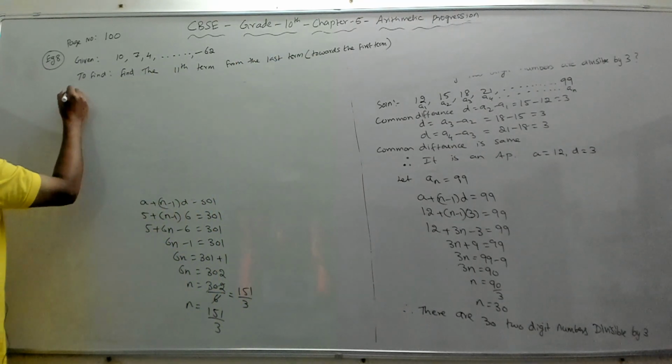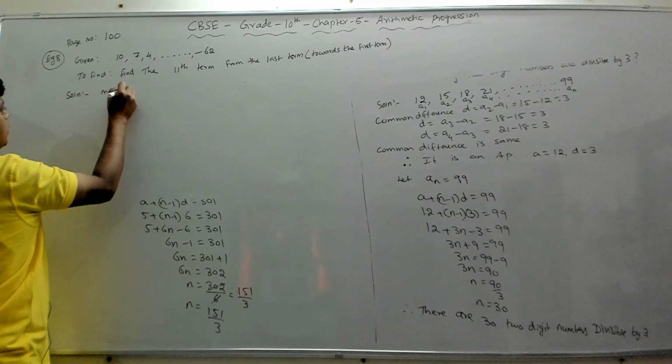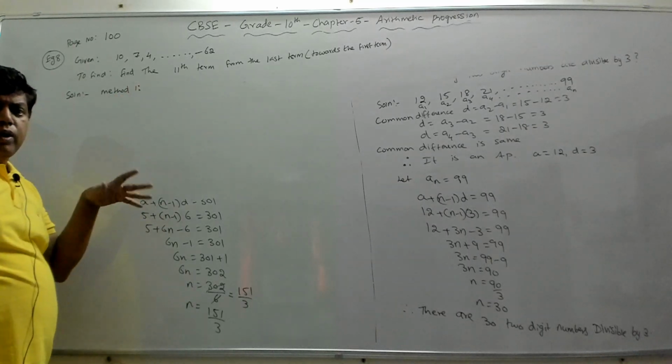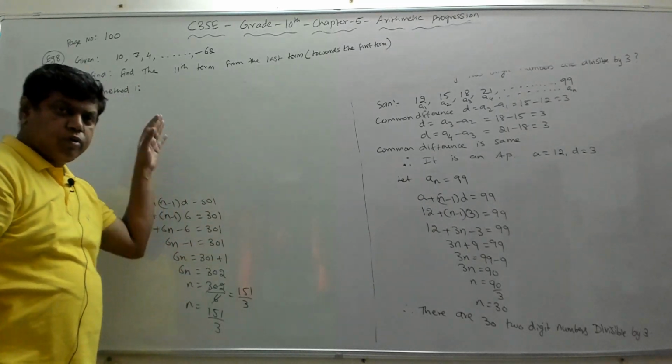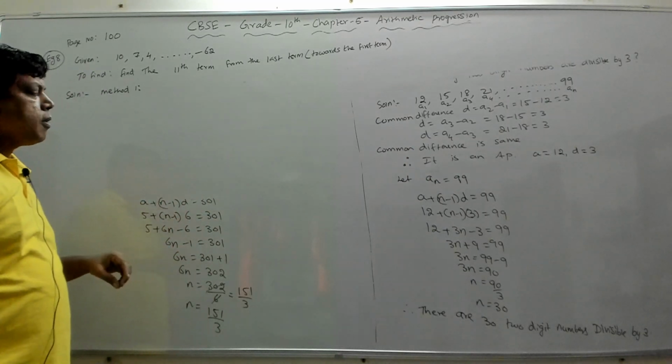So the solution is, let's try to find. There are 2 ways. I'll put method 1 and method 2. Method 2 is very easy. I'll teach you method 1, then we'll do method 2. We can use any one of the methods to find this.